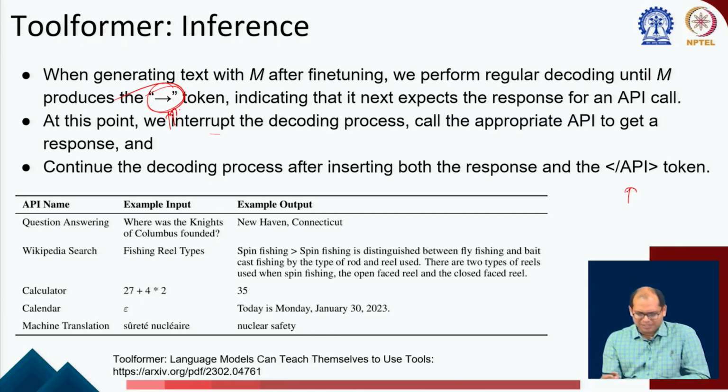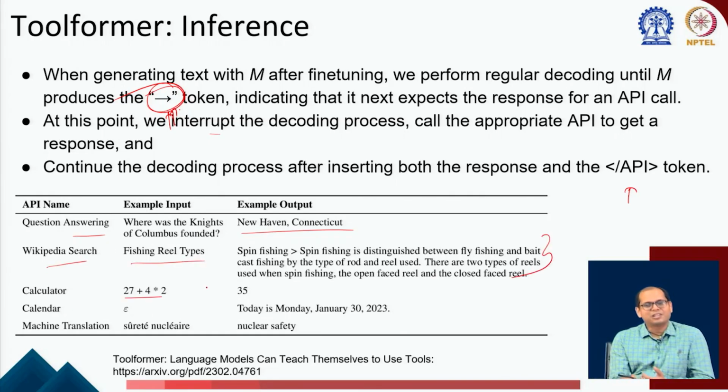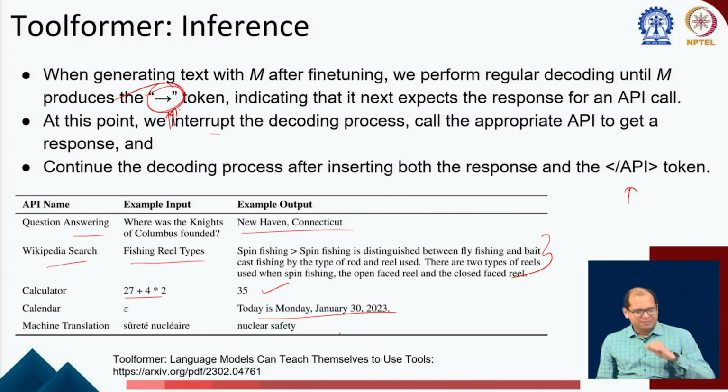Okay, and these were some examples like question answering: where was the Knights of Columbus founded, and this is the output. This is the Wikipedia search that you call for fishing reel types, you get this output. Calculator, 27 plus 4 times 2, you get this. What is the calendar entry, and machine translation and so on. So you can call various tools, and this is a very interesting framework. You can take an existing data set, augment it for using tools, and train a model so that it can actually call tools at inference time.